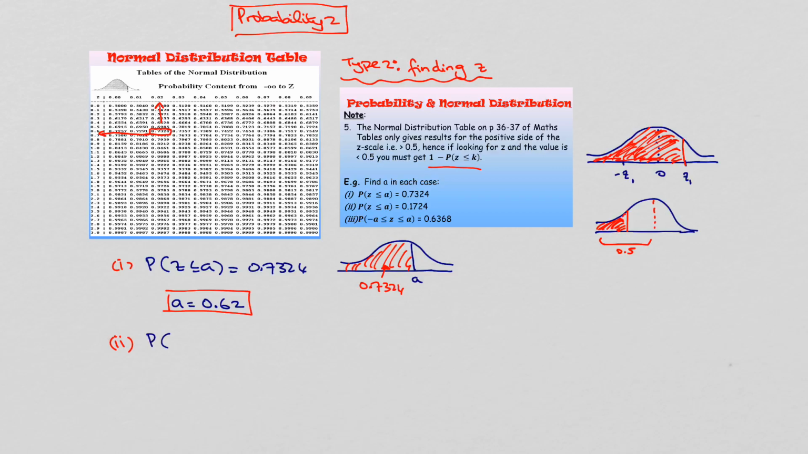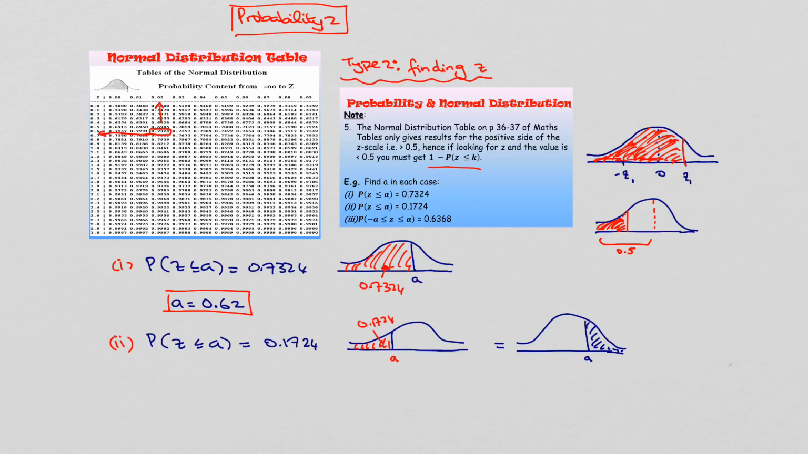So for the second one, we have to find the probability that z is less than or equal to a, given that that probability is 0.1724. So again, I know that that's going to be a negative value because the probability is less than 0.5. So in other words, that's a there. So that probability is 0.1724. So basically, I know with my symmetry that if I get this value over here, a, then those two shaded regions will be exactly the same.